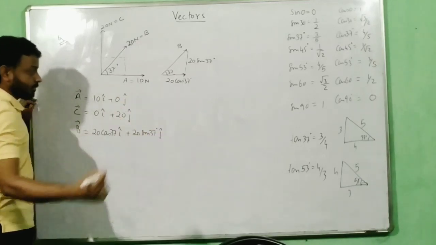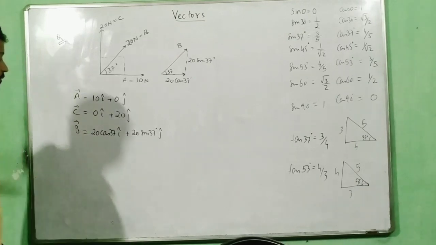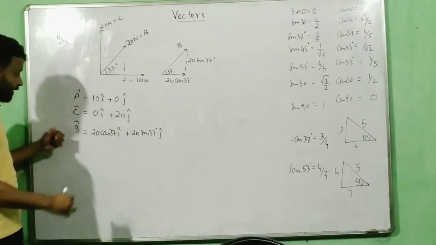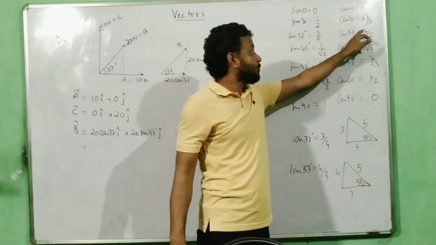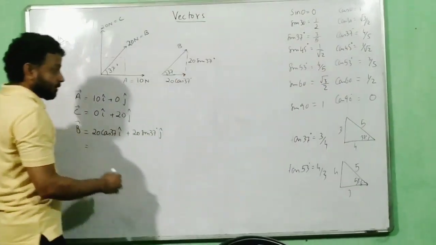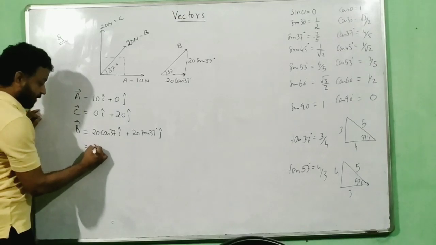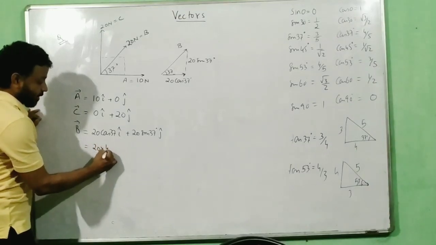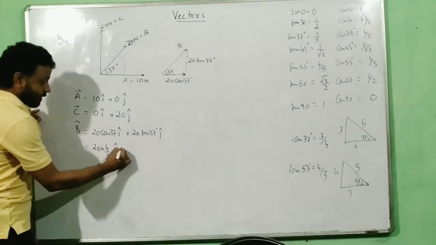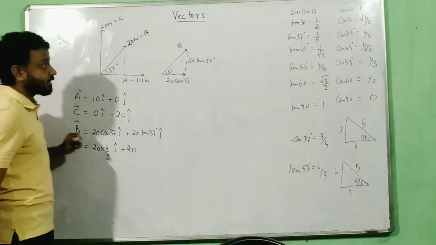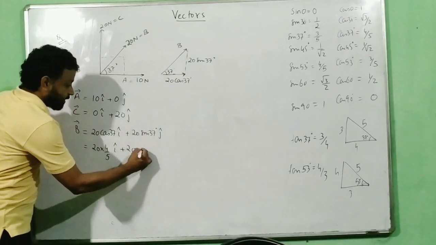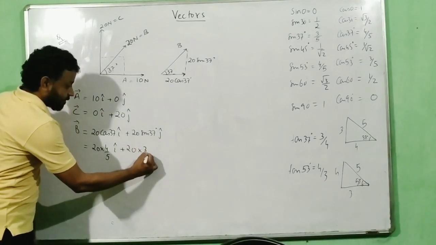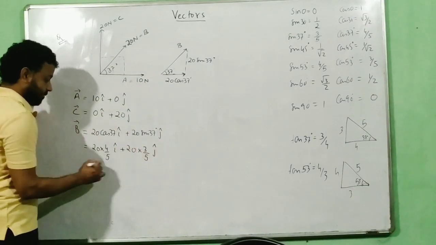cap. Correct? This is how we are going to write. And then we will simplify this. What is cos 37? Cos 37 is 4 by 5. So 20 into 4 by 5 i cap plus 20 into sin 37. Sin 37 degree is 3 by 5. And this will be j cap.